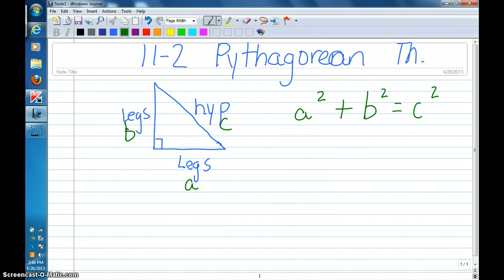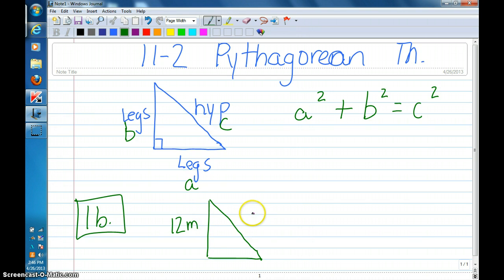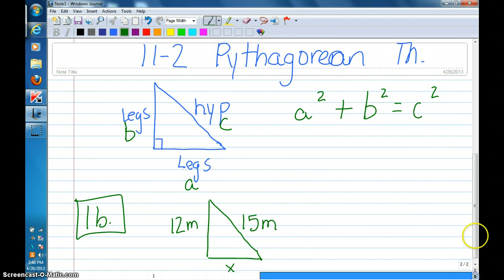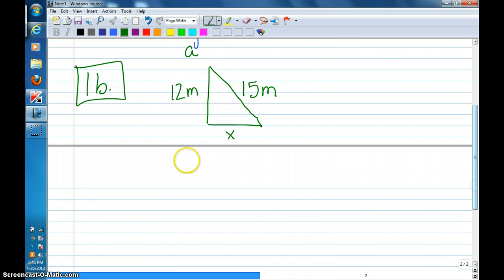Using the Pythagorean theorem, examples 1 and 2 are pretty similar. I'm going to go through the check understanding for 1b, where they give you that a leg is 12 meters and the hypotenuse is 15 meters. If it helps you, draw a triangle, and you can also plug it into the formula. I know one of the legs is 12 meters, the hypotenuse is 15 meters, and I don't know what x is. So I'm going to go ahead and plug it in.